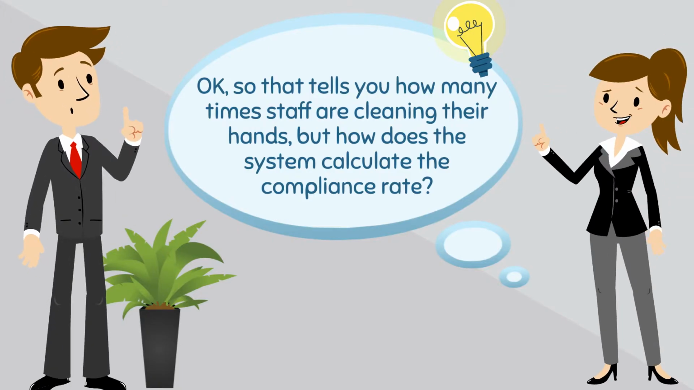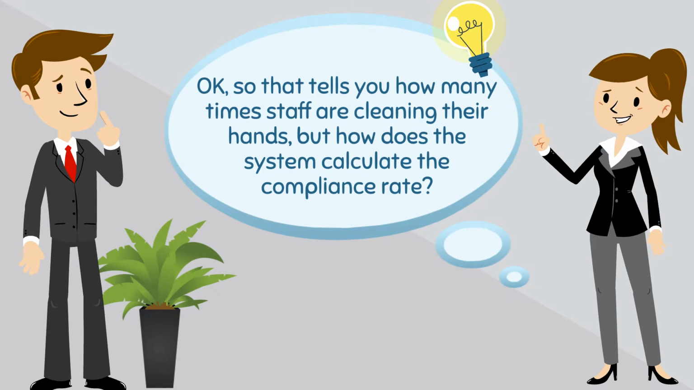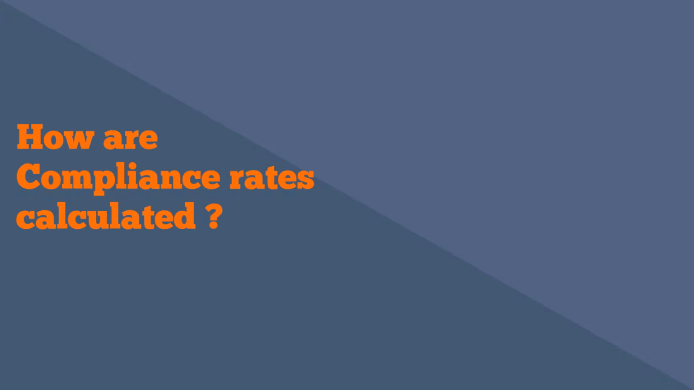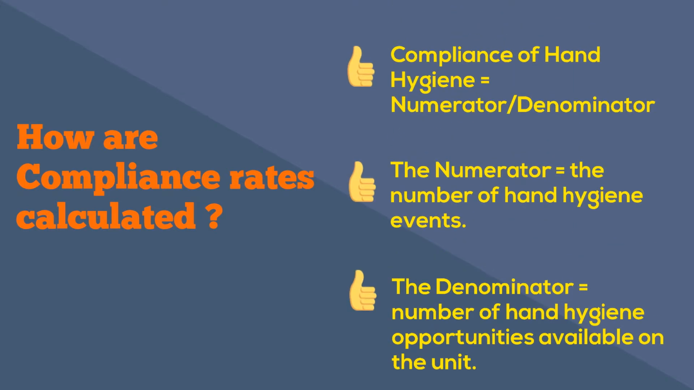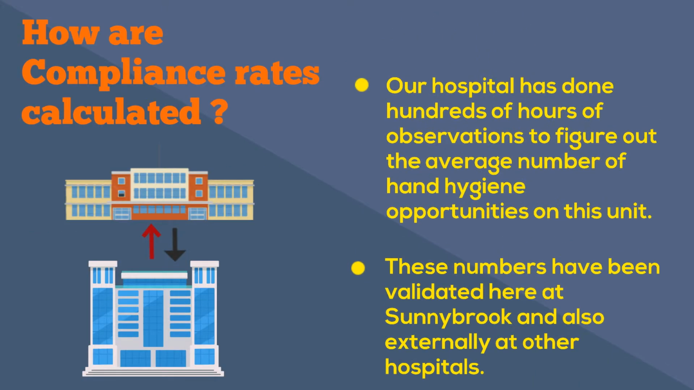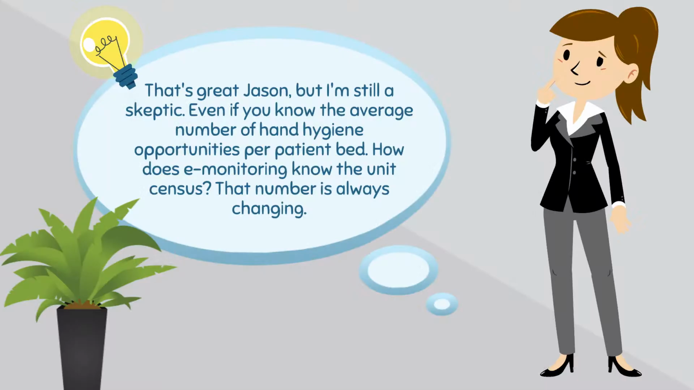Okay, so that tells you how many times staff are cleaning their hands. But how does the system calculate the compliance rate? Compliance is calculated using a formula that has two components, a numerator and a denominator. The numerator is the number of hand hygiene events, while the denominator is the number of hand hygiene opportunities available on the unit. Our hospital has done hundreds of hours of observations to figure out the average number of hand hygiene opportunities on this unit. These numbers have been validated here at Sunnybrook and also externally at other hospitals.